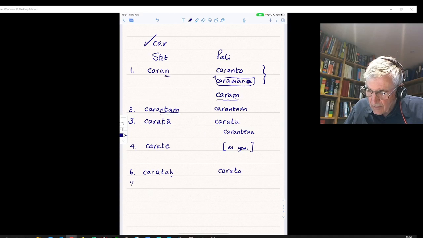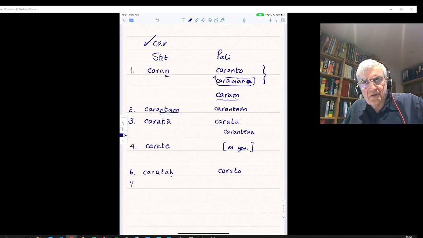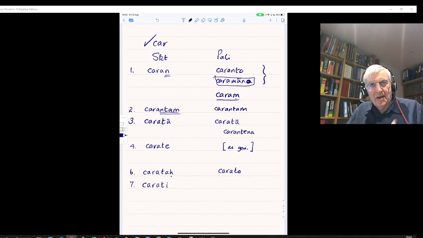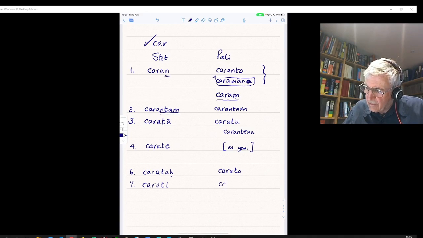The seventh, the characteristic ending for the locative singular in the consonantal stems is -i, and therefore we have charati, which coincidentally looks like the third person singular. He is walking, charati. Coincidentally, it looks the same, so be on the alert for that. And in Pali, also charati.